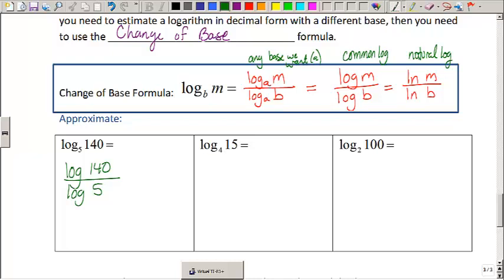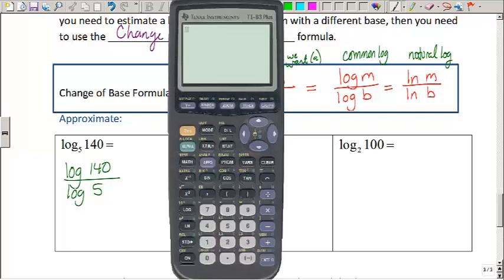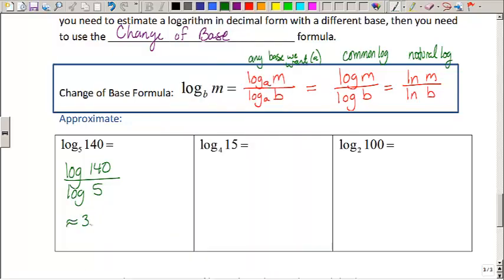Once I've changed the base, now I can open up my calculator and just type log 140. Notice it opened up a parenthesis, so I'm now going to shut the parentheses, divided by log, open a parenthesis, 5, close your parentheses. When I hit enter, it gives me an approximation of 3.07. And we'll approximate to the hundredths.